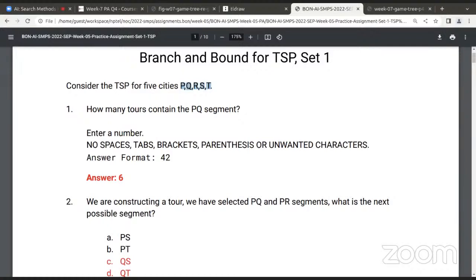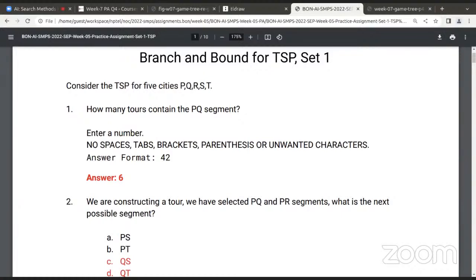I have 5 cities, P, Q, R, S, T. See the highlighted portion on the screen. See this one, PQRST, right? I've given you 5 cities. Now, how many tours are possible? That is the basic question.